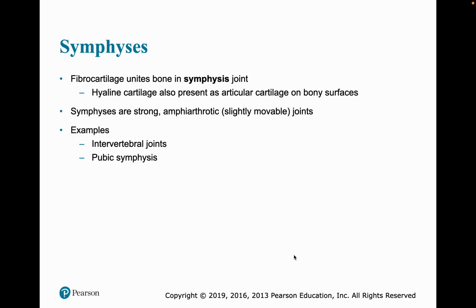A symphysis is fibrocartilage instead of hyaline cartilage. It's going to unite the bones, and in the symphysis joint there is hyaline cartilage present. That's articular cartilage on the bony surfaces. The symphyses are strong, slightly movable, so amphiarthrotic joints. The intervertebral joints would be examples of these, and the pubic symphysis between the pubic bones in the pelvis is another good example.